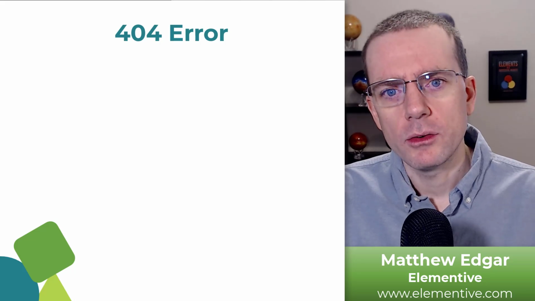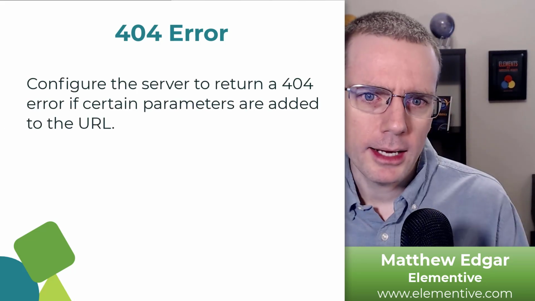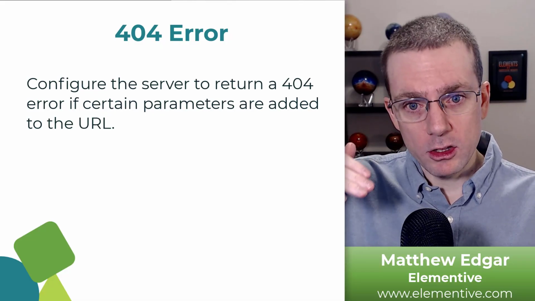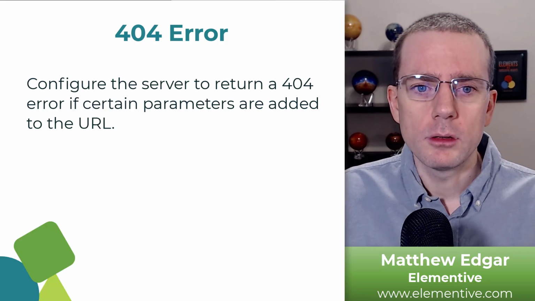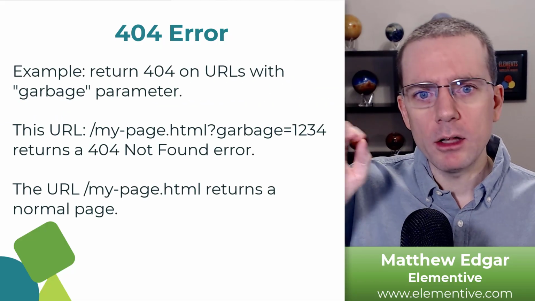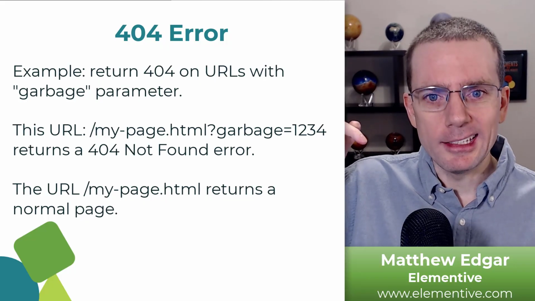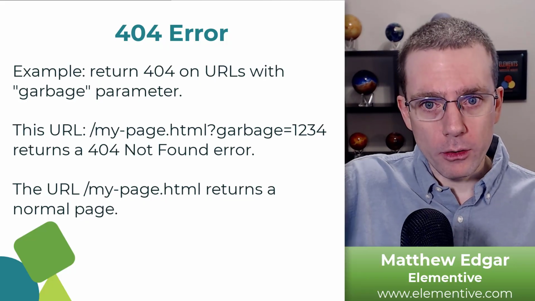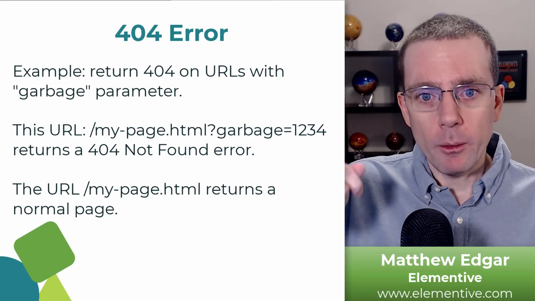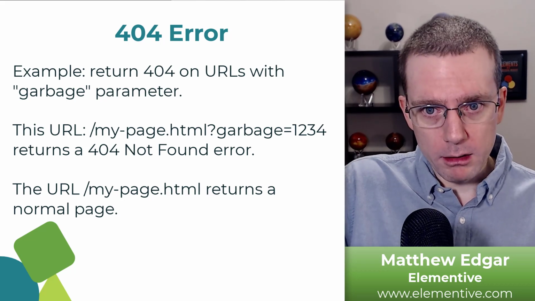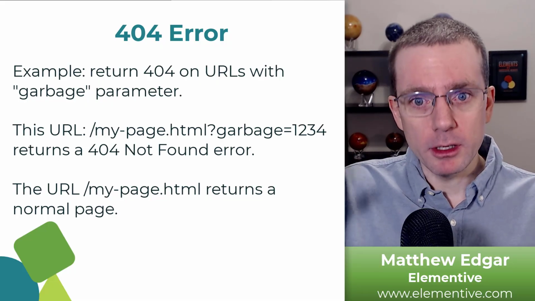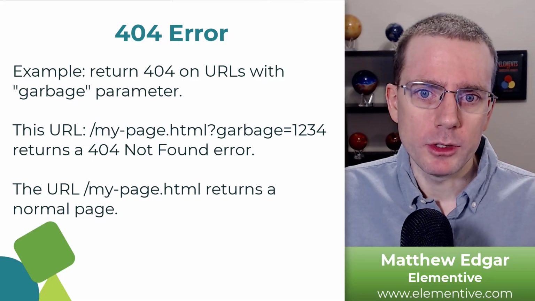Another option we have is a 404. This is really similar to the redirect option, but instead of redirecting the URL with the parameters, you are telling the server to return a 404 error if certain parameters are appended to the URL. So for example, if I've got mypage.html?garbage=1234, I can tell my server to return a 404 when that URL with that parameter is loaded. So that way users and bots will see a 404 error when they load that URL with that parameter. But if that URL without the parameter is loaded, then the regular page is returned.